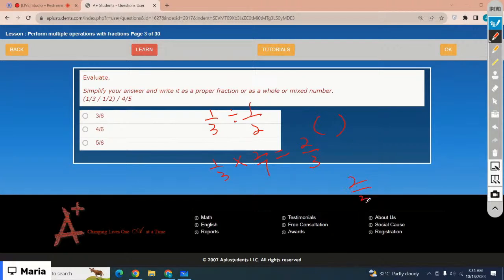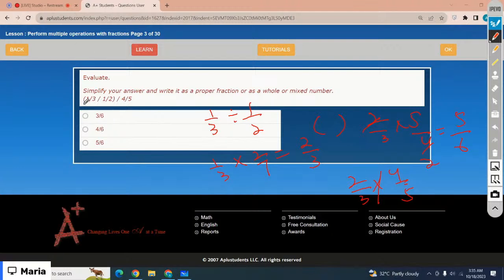Now 2 over 3 divided by 4 over 5, again you have to divide them by 4 over 5. So that would be 2 over 3 times 5 over 4. 2 times 1 is 2, 2 times 2 is 4, 3 times 2 is 6. So that would be 5 over 6. The correct option is 5 over 6.